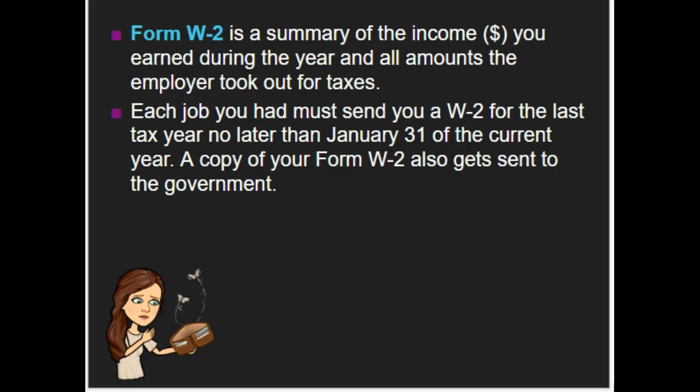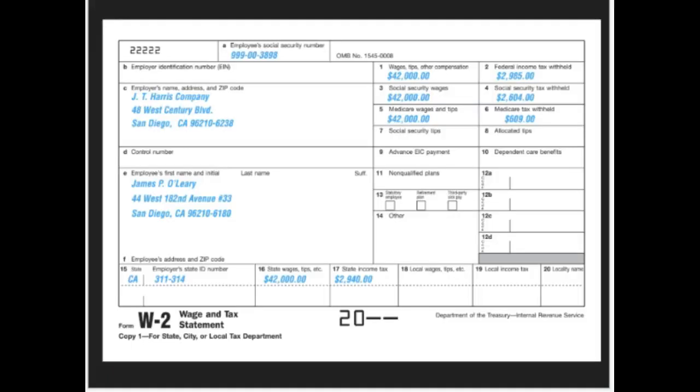Once you've started working, you've handed in your working papers, you've completed your W-4, and you've worked for a year or even less, there will be something sent to your house called a W-2. And the W-2 is a summary of the income or the money that you earned throughout the year and all of the money that was taken out for taxes. It kind of looks a little bit like this.